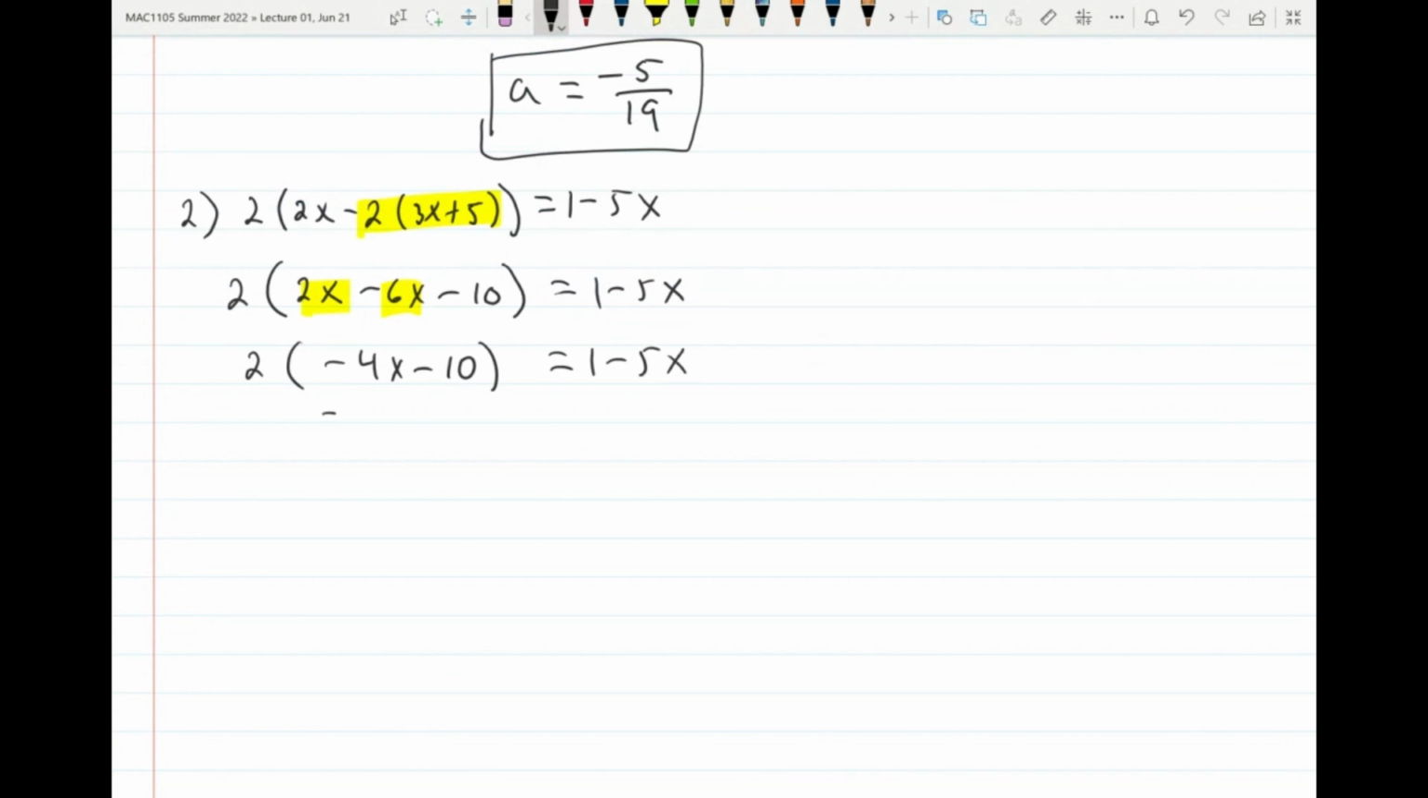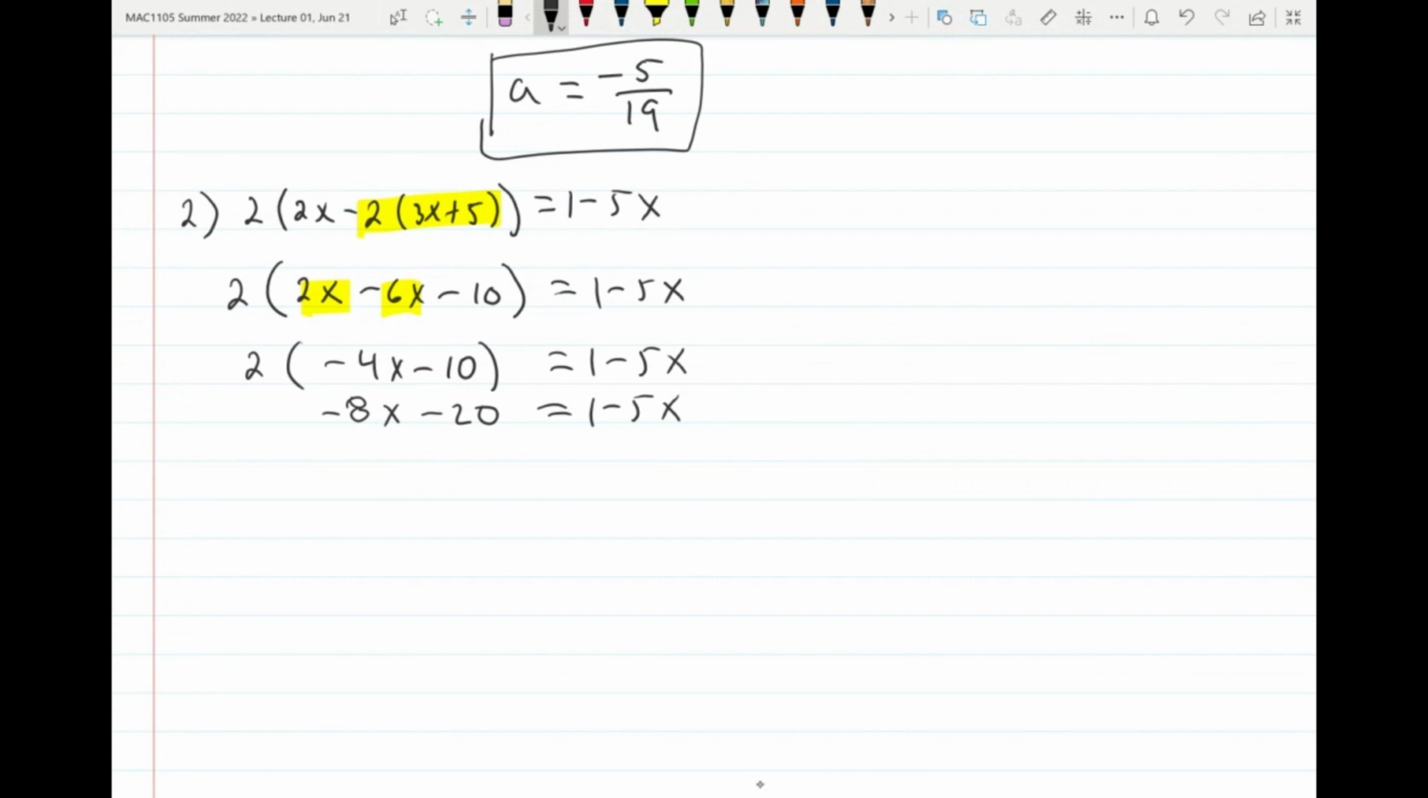And now we can get rid of the parentheses, -5x minus 20. So far, so good. So notice that at this point, we are in a similar situation that we were at before. So what do we do now? X to one side, numbers that do not have x's to the other side. So I'm going to add 5x and add 20 to the other side. So we can do it in one shot.